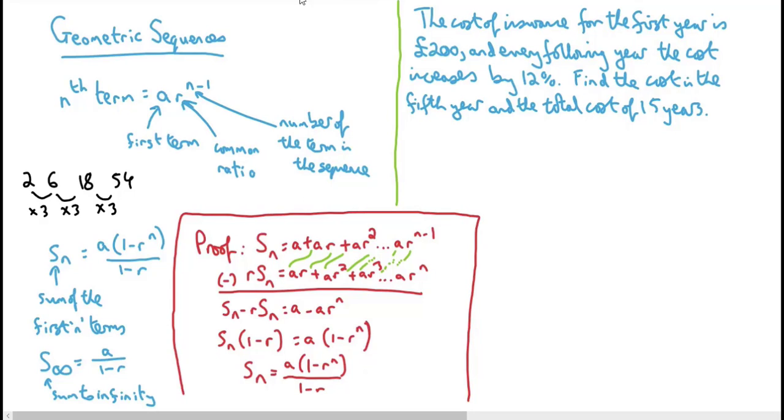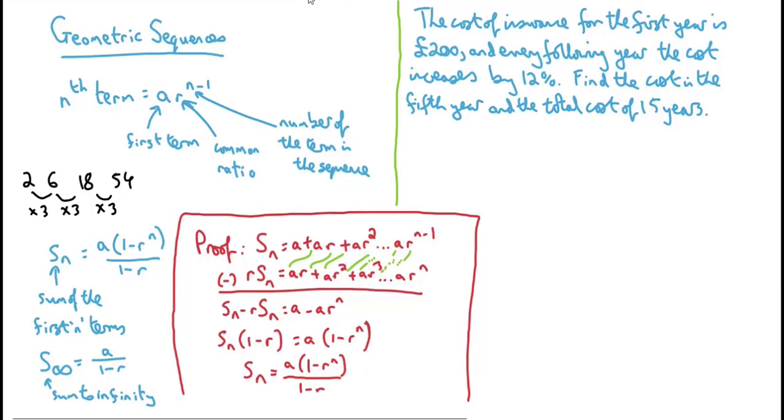Now that we have that, let's just turn our attentions to an example of a more regular question. So the cost of insurance for the first year is £200, and every following year the cost increases by 12%. So we're increasing not by a fixed value, but by 12% of the current year to get the next year. It's a different actual monetary value each year. Find the cost of the fifth year and the total cost of 15 years. Well, let's start off just by identifying our a, our r, and our n.